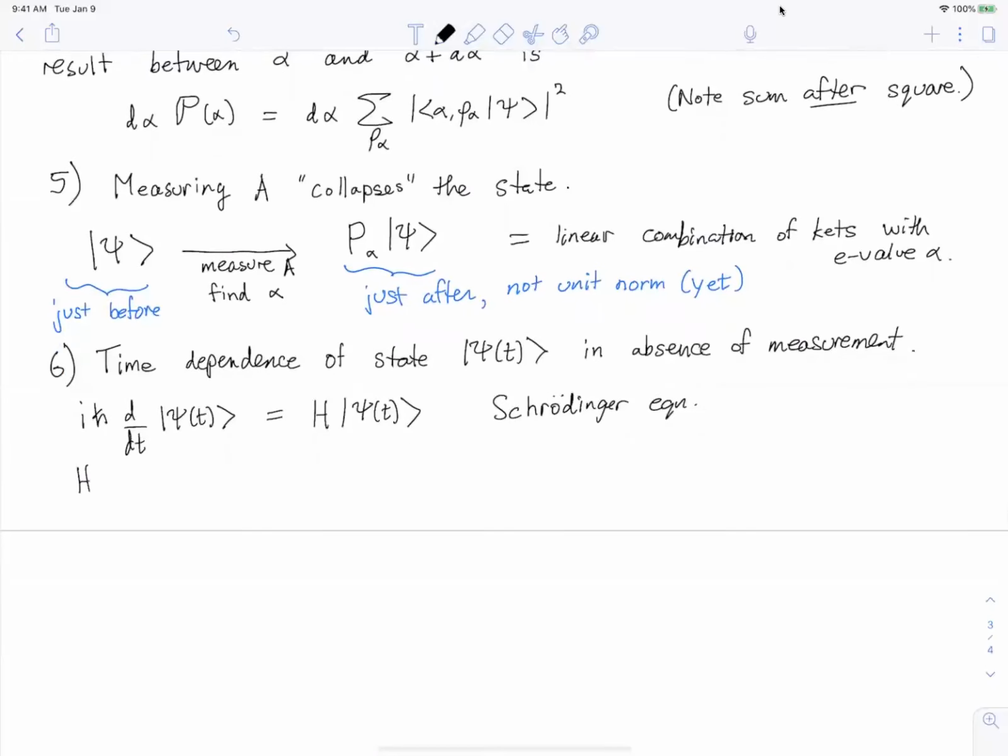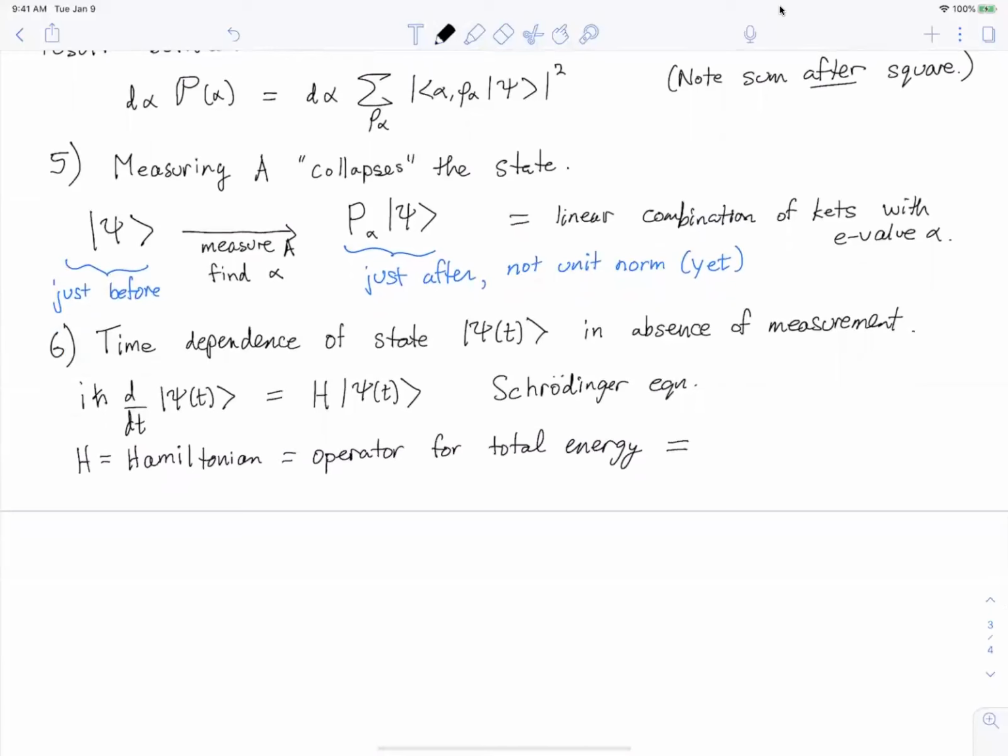H here is the Hamiltonian, which is an operator for the total energy. Okay, and it's not only Hermitian, it's an observable itself. So it plays two roles. It's something you can measure, and it's something that tells you the differential equation by which the state evolves, this differential equation right here.